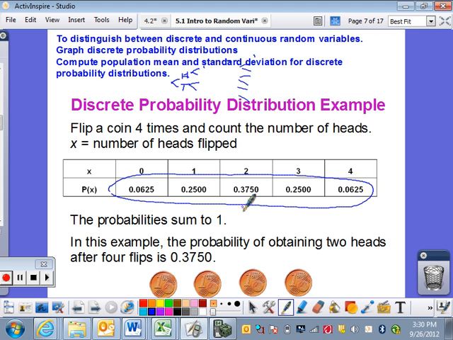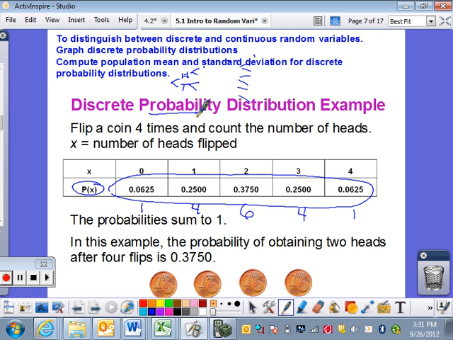Alright, I believe we have 1 time we can have no heads, 1 time we can have 4. I believe it's 4 times 1, 4 times 3, and then what do we have left? 6. There's 6 times that you will get exactly 2 heads. That's the idea. But instead of putting the frequency, the number of times they happen, they put the probability in here. That's why it's discrete probability distribution.